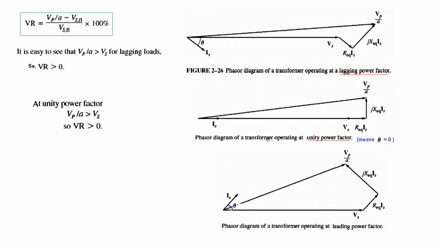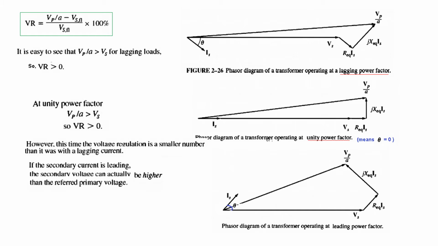Okay, now let's see the second diagram. Here also Vp over A, that means this one, is greater than Vs, although not as great as it was in this case, but still it is greater because it is the hypotenuse of a right angle triangle. So the regulation is again greater than 0, but very close to unity. However, this time the voltage regulation is a smaller number than it was in the case of lagging. So the overall value will be very small, maybe 1% or 2%.